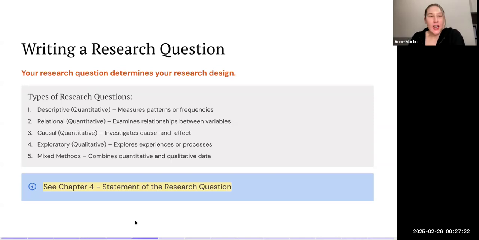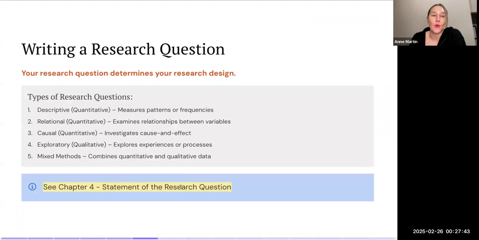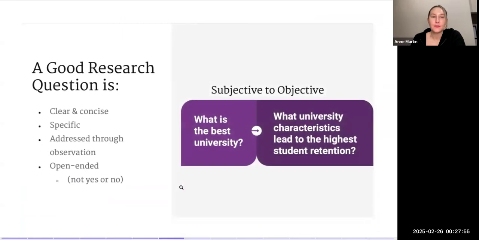So just at a high level, your research question could be descriptive in a quantitative sense. It could be relational in a quantitative sense to understand if there is a predictive relationship between the variables, or causal. It could be exploratory. That could be a purpose that we could add here, to explore an experience or a process. Mixed methods, combining those. So thinking about those are important when you're phrasing your question.